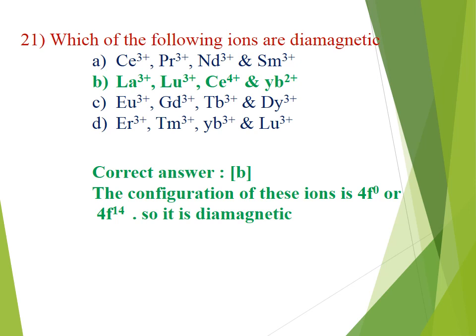Which of the following ions are diamagnetic? Here the option B, La3+, Lu3+, Ce4+ and Yb2+. The configuration of these ions is 4f0 or 4f14. Therefore, there is no unpaired electron present in the ions. So, it is diamagnetic. Therefore, the correct option for the 21st question is B.